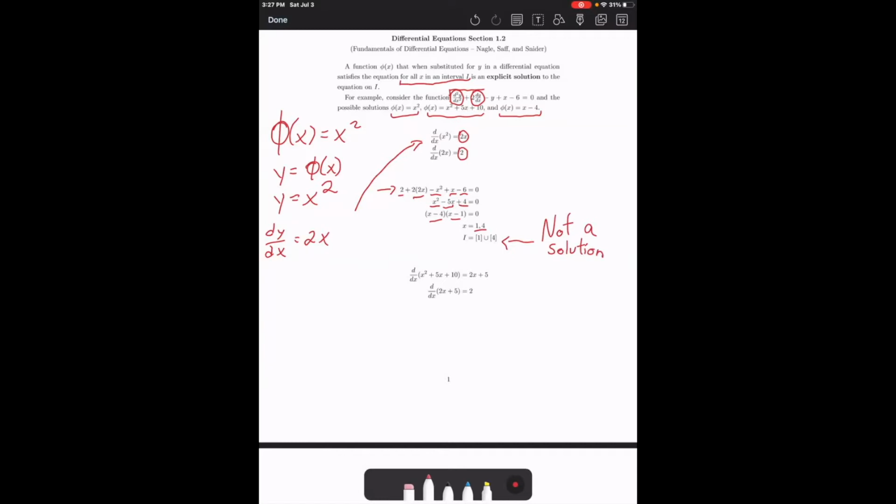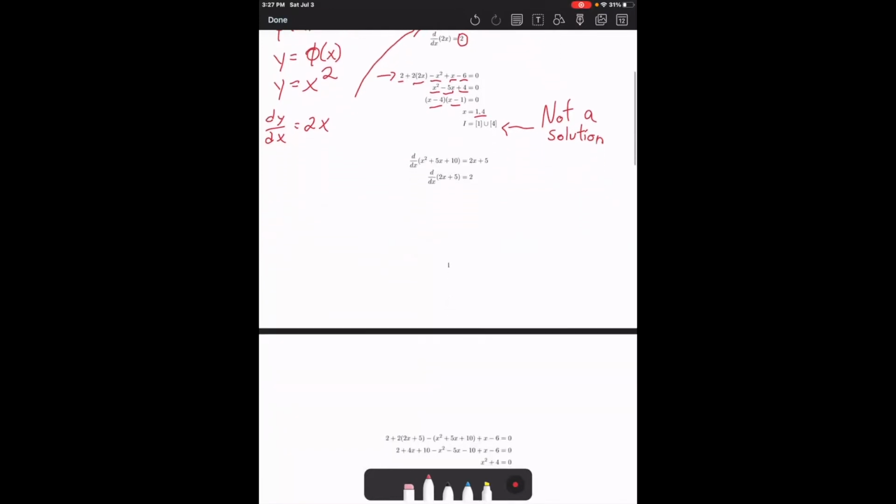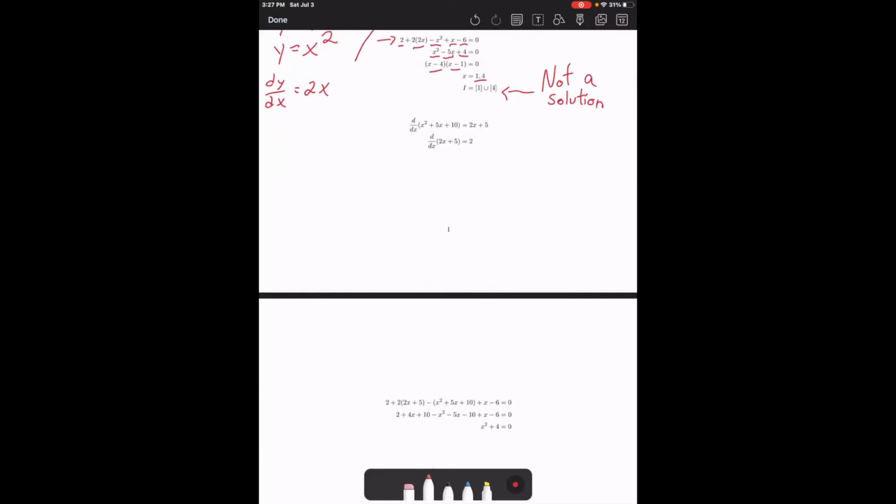Let's now try our second example, x squared plus 5x plus 10. Again, we're going to need to take two derivatives of this. So the first derivative of x squared plus 5x plus 10 with respect to x is 2x plus 5. And the derivative of 2x plus 5 with respect to x is just 2. So just as before, we're going to plug these values into the original equation to get 2 plus 2 times the first derivative, 2x plus 5, minus y. Remember, y is equal to x squared plus 5x plus 10, plus x minus 6.